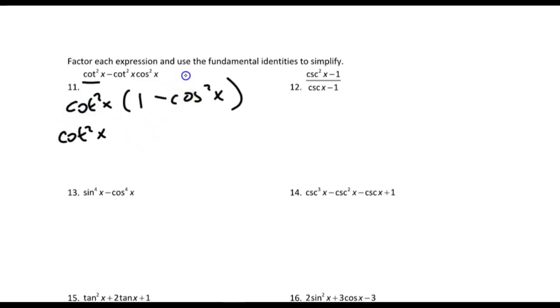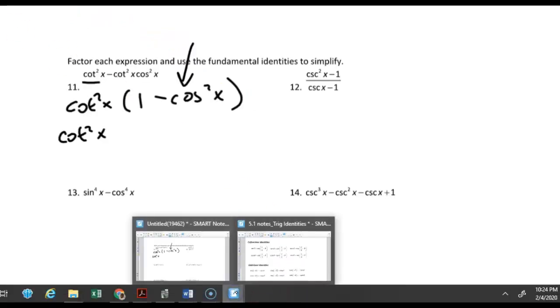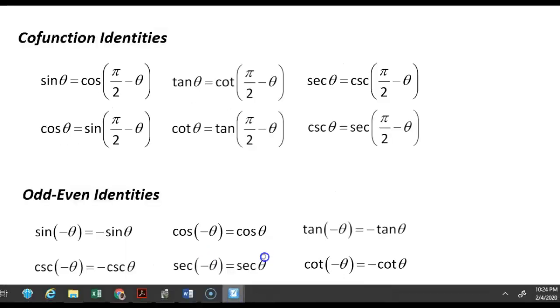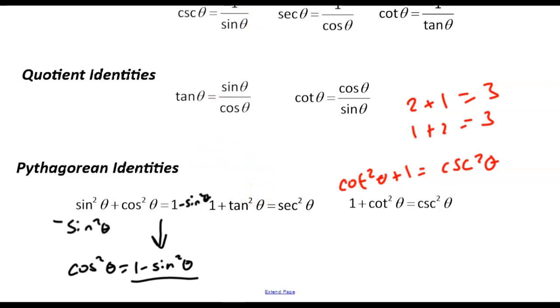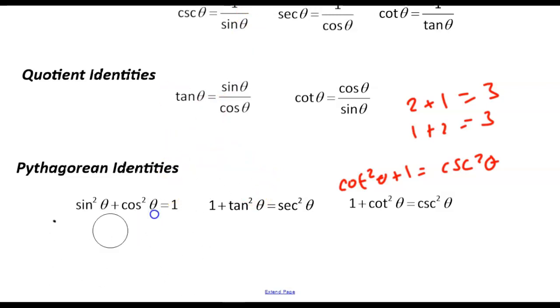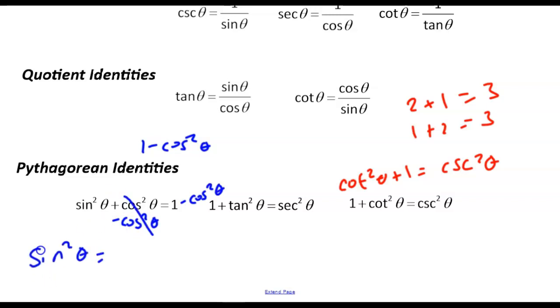Now, 1 minus cosine squared of x, we know what this is. If you go back and look at your Pythagorean identities, right here. I see cosine squared, so it has something to do with this one. Well, we're looking for 1 minus cosine squared, right? How can I make this look like that? Well, easy. Subtract cosine squared of theta. So I'm left with sine squared equals 1 minus cosine squared of theta. So there it is right there.